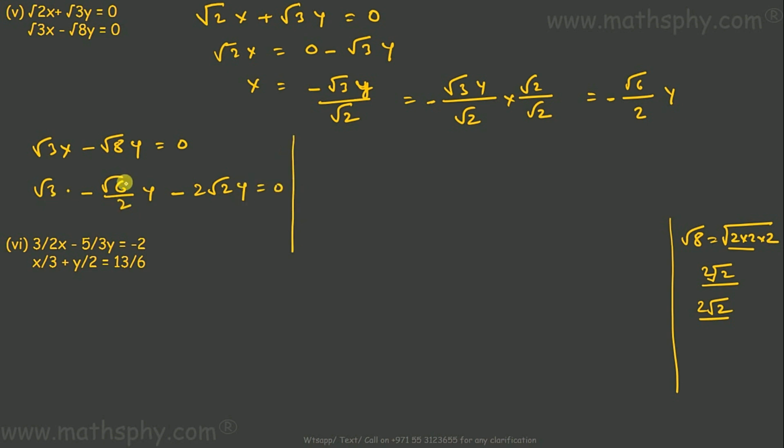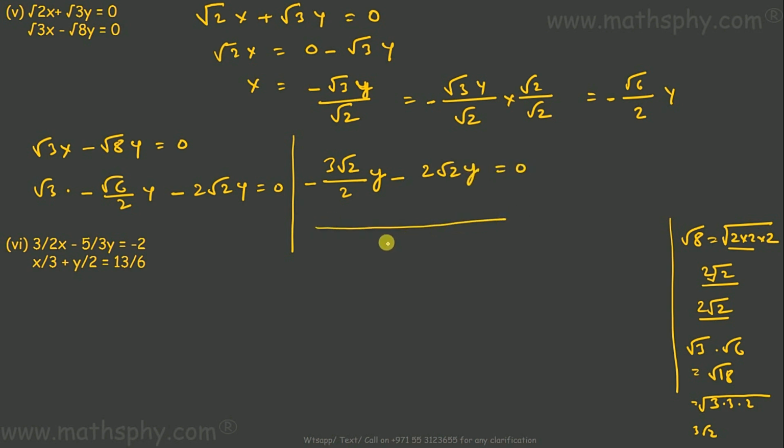So this will be root 3 into root 6 will be root 18, which can be 3 into 3 into 2 root. 3 into 3 comes out as 1, 3. Root 2 is inside. So root 3 into root 6 will give you 3 root 2. And this 2, the bottom, negative y minus 2 root 2 y equals to 0. This will be negative 3 root 2 y minus 4 root 2 y equals to 0.